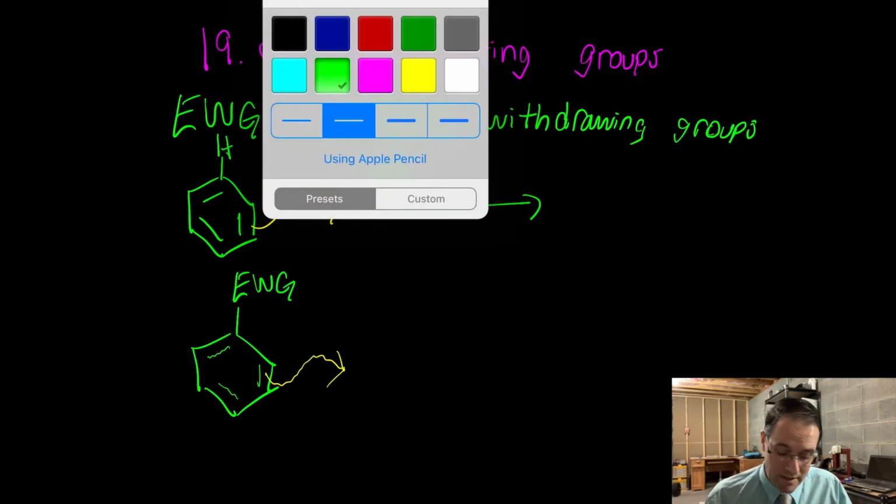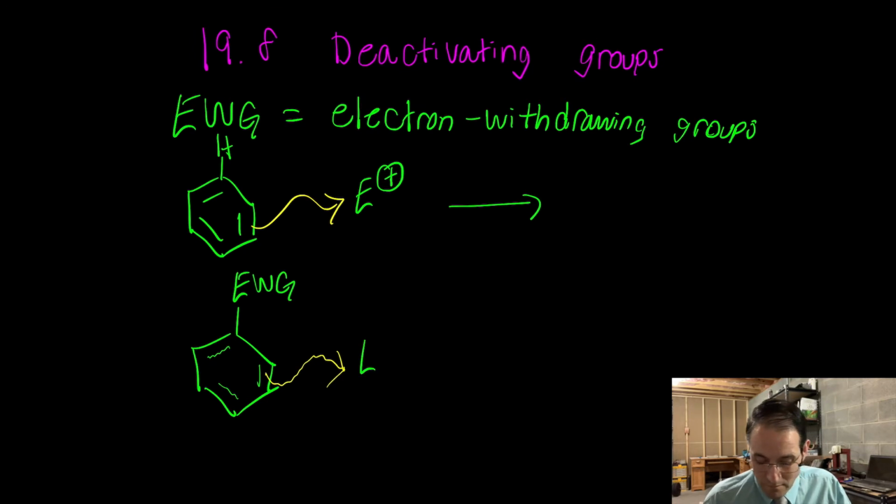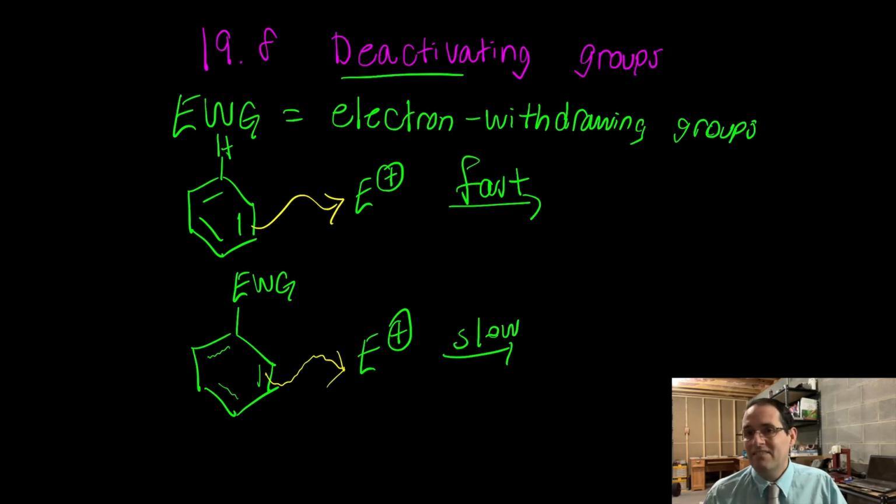And we like to say that it's deactivated, all right? And it's going to be slower. So this is going to be fast, this is going to be slower. When we say something's deactivated, we say it's less reactive compared to benzene. So what kind of groups will deactivate an aromatic ring?